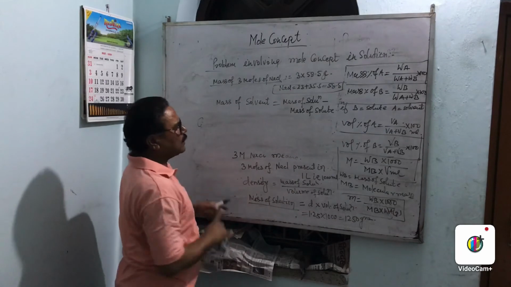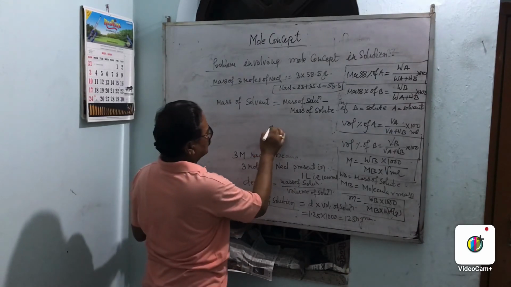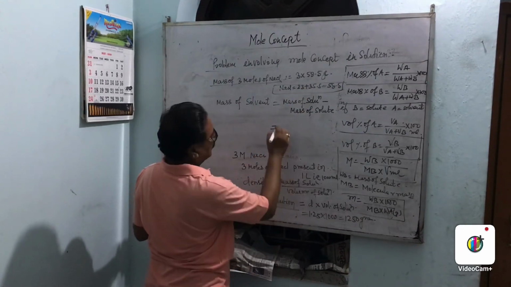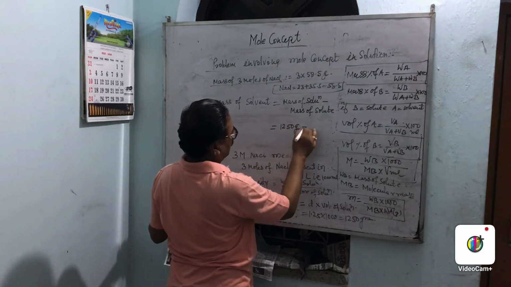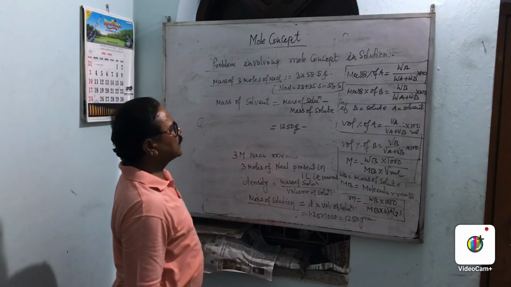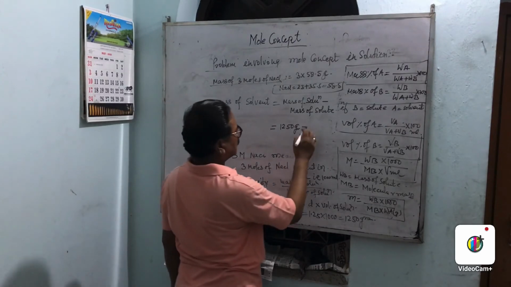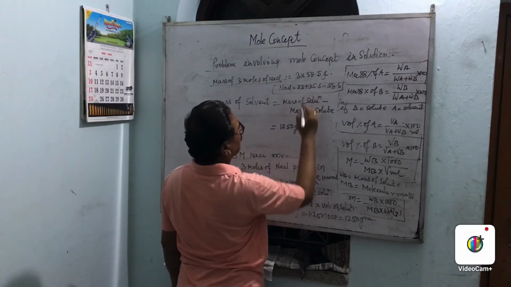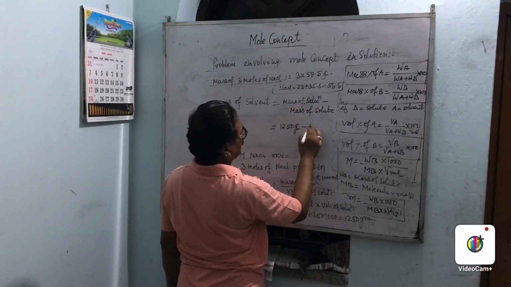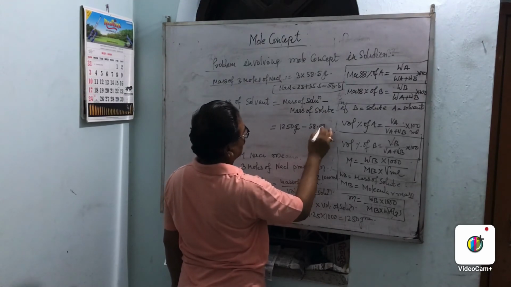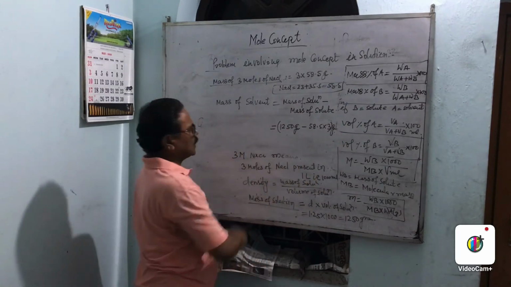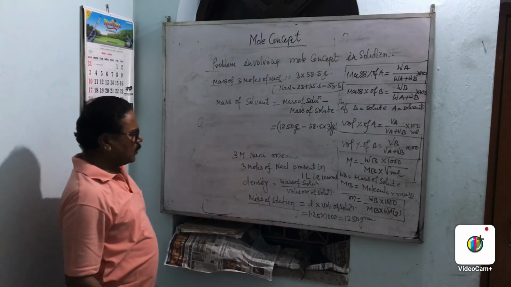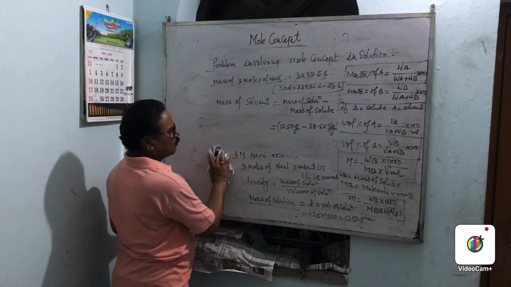So when we calculate it, mass of solution is here, that is 1250 gram minus, and minus what is this one? That is 58.5 multiplied by 3, and this is in gram. You solve it, and this will be the mass of the solvent. Now, how will we calculate the molality?